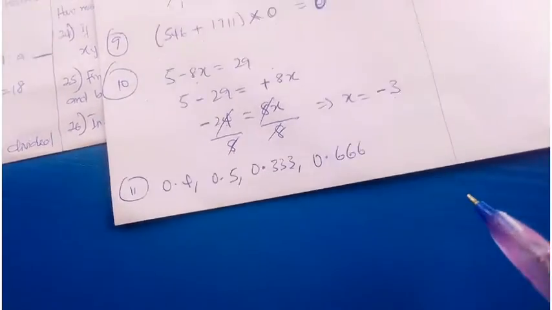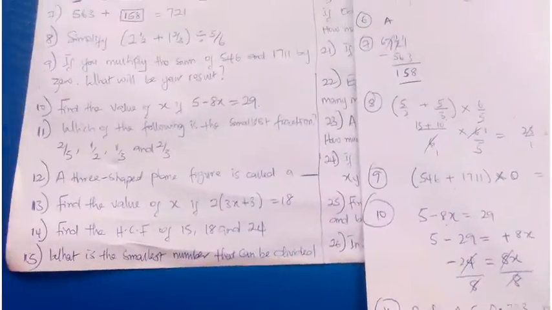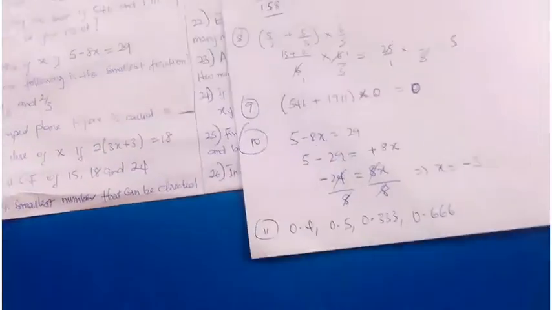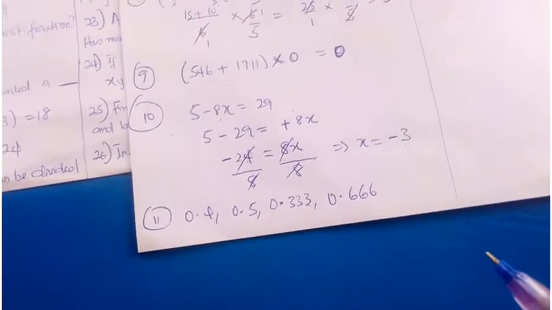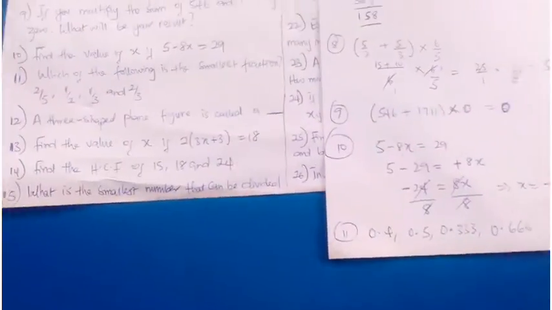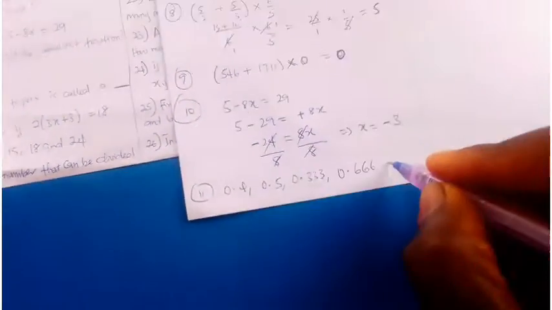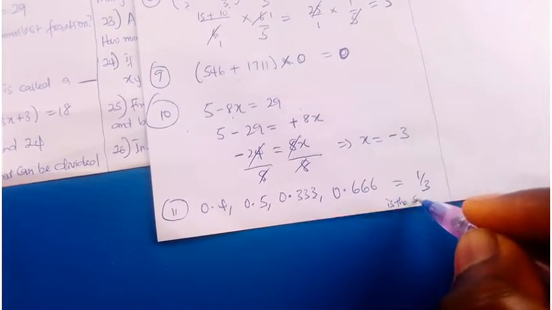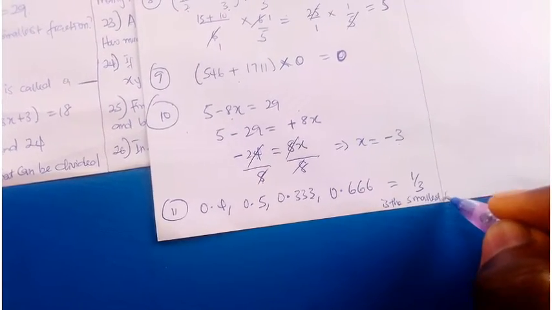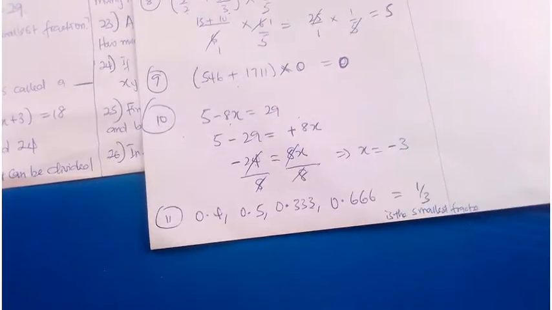Now, they say which of the following is the smallest fraction? Which is the smallest here? That's how I'm going to know which is the smallest fraction. The smallest is 0.3. Now 0.3 is for the third one. That's 1 over 3. So my answer here is 1 over 3 is the smallest fraction. Okay, as simple as that.